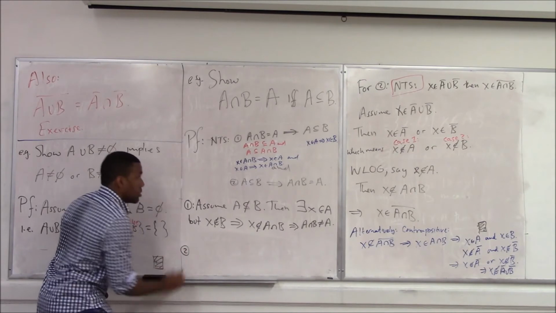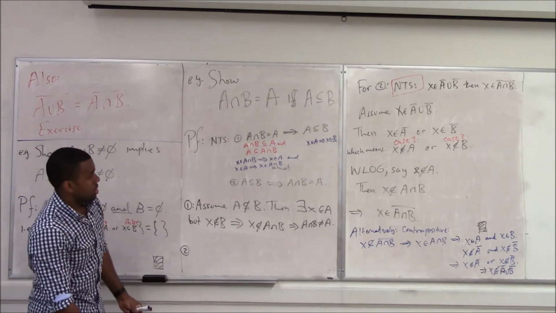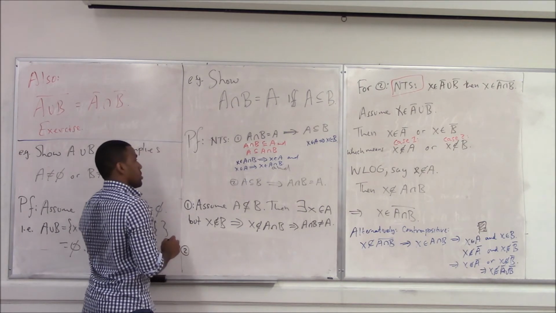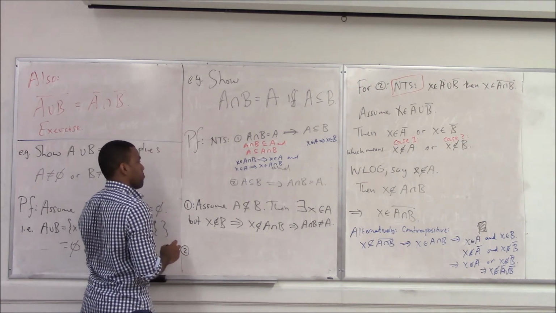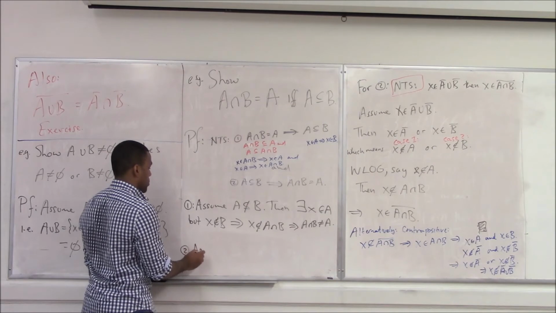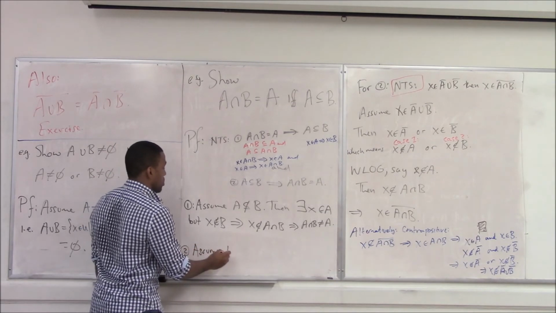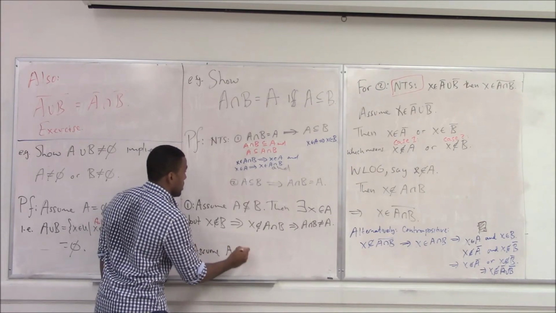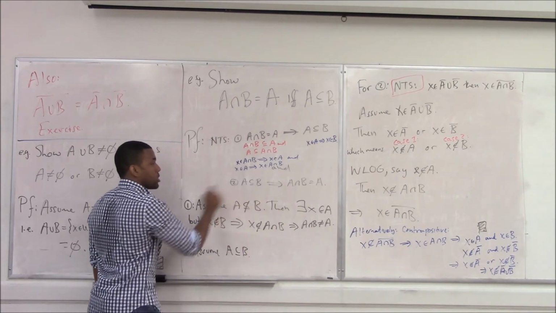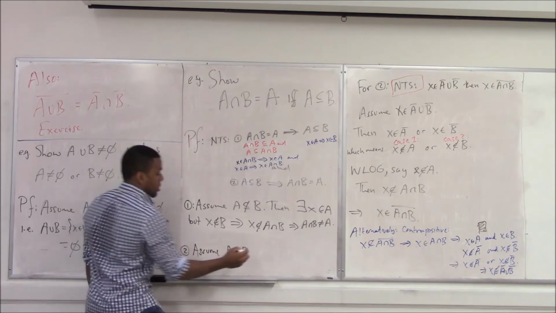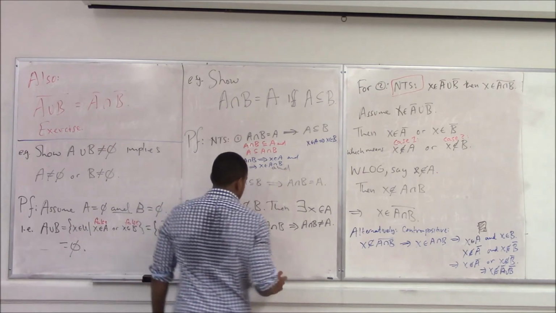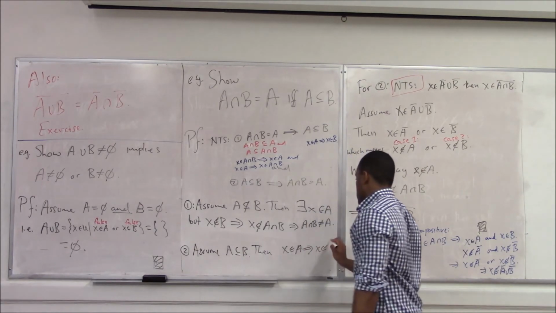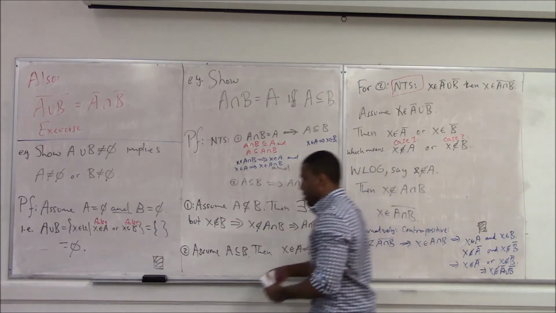Let's do 2. So what do we want to do here? We want to do a direct proof? Yeah. Assume A is a subset of B. I'm assuming the first part of the implication. Then, what does that mean? x is in A implies x is in B. So if there is an x in A, then it will also be in B.